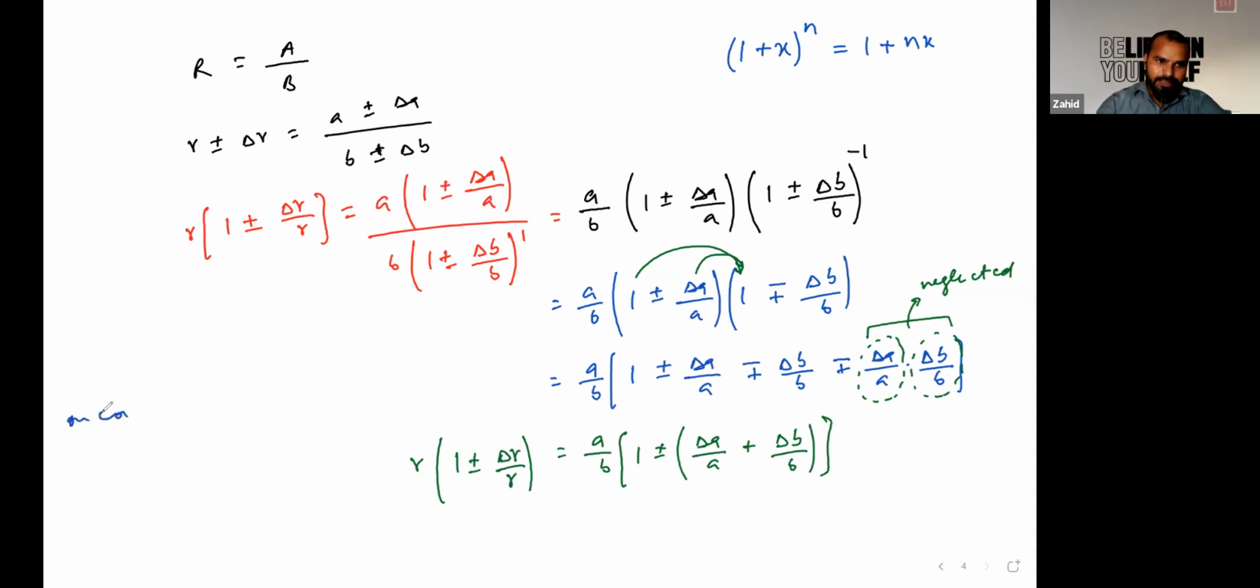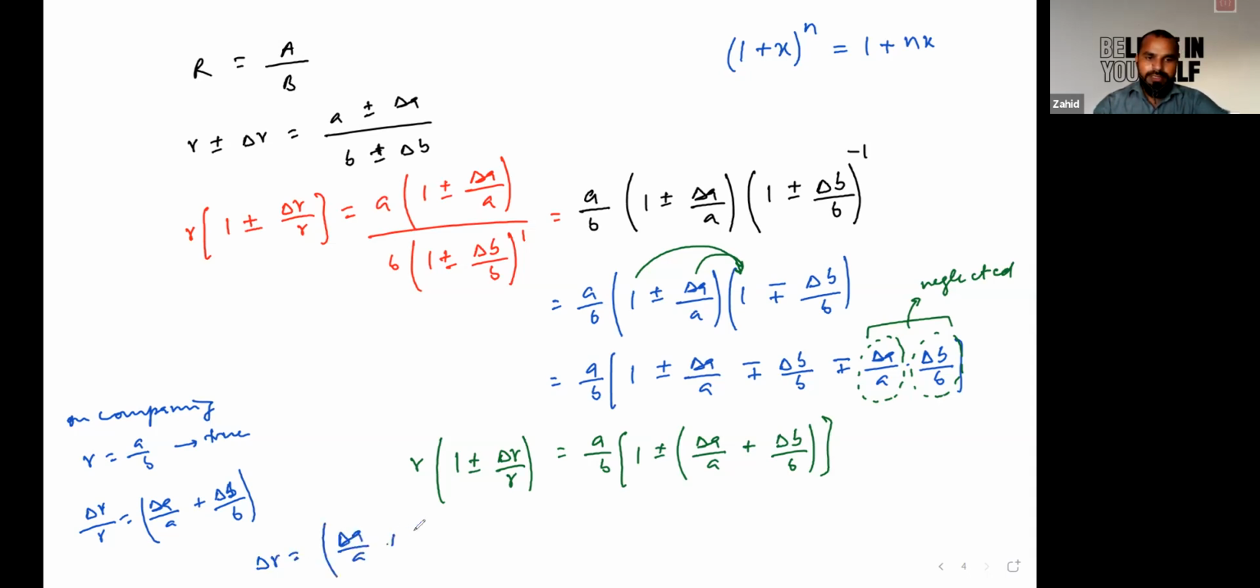So we can simply say, on comparing, R would be A over B. This would be your true part. Delta R over R would be equals to delta A over A plus delta B over B. This would be a relative or fractional error. If you multiply this particular term by 100, you will obtain percentage error. If you bring this particular R to the right hand side, this will be delta R is equals to delta A over A plus delta B over B times R. This will be the error related to that particular measurement.